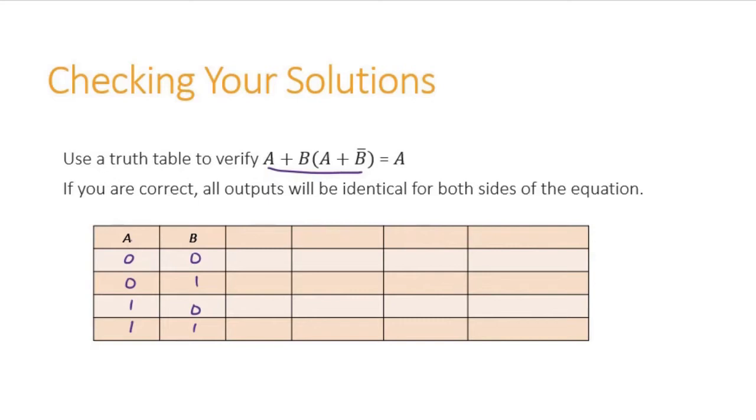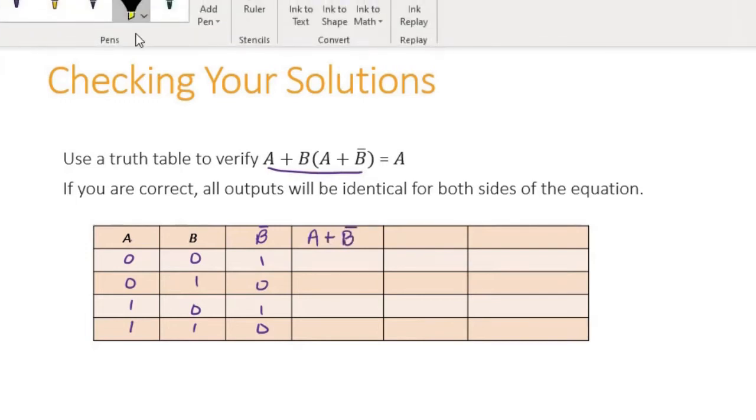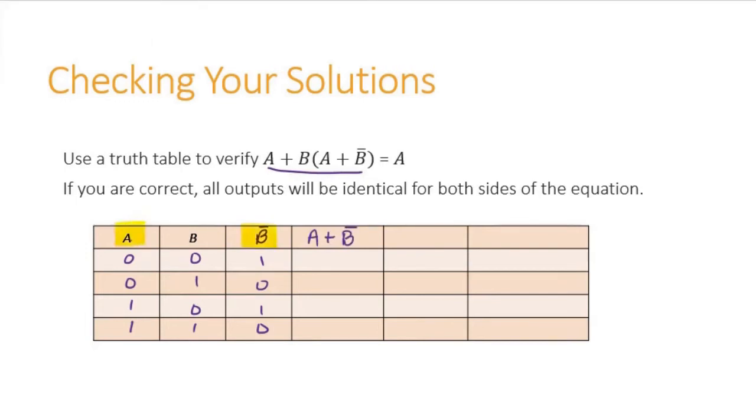Well, the first thing, working from the inside out, that we discovered we need to do, looking at the order of operations on the previous slide, was that we had to find not B. So we just take the negation of B, that flips all of our inputs. And now we'll look at A or not B. So of course for these ones, we're only interested in columns A and not B. This is an OR gate, so as long as at least one of them is a 1, the output will be a 1.